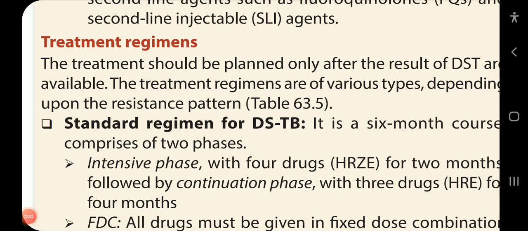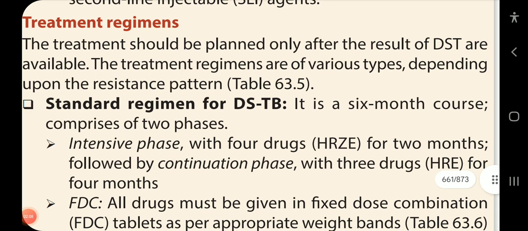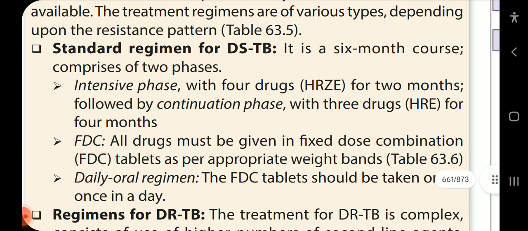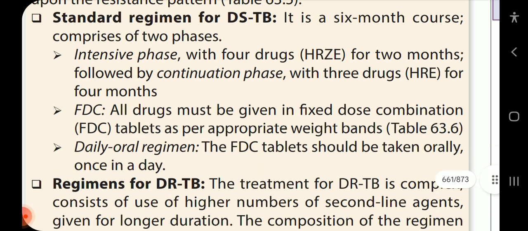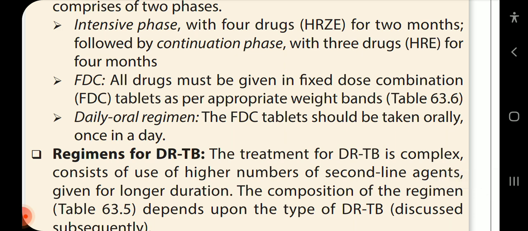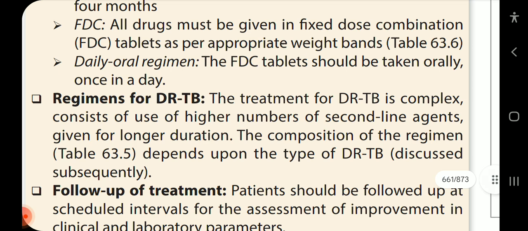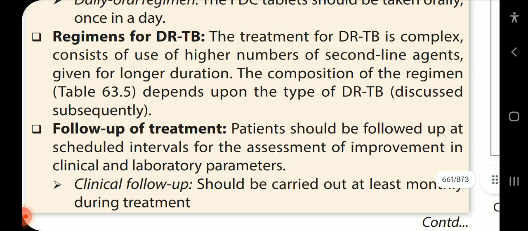Now, the treatment regimens. The treatment should be planned only after the results of DST are available. The treatment regimens are of various types depending upon the resistance pattern. Standard regimen for DSTB is a 6-month course: intensive phase with 4 drugs, HRZE, for 2 months, followed by continuation phase with 3 drugs, HRE, for 4 months. FDC: all drugs must be given in fixed dose combination tablets as per appropriate weight bands. Daily oral regimen: the FDC tablets should be taken orally once a day.